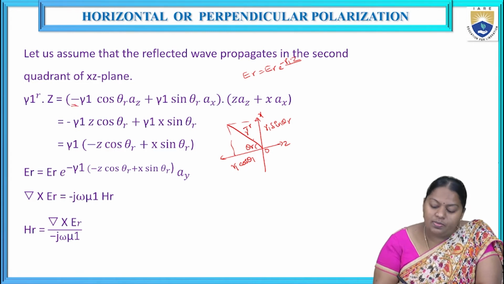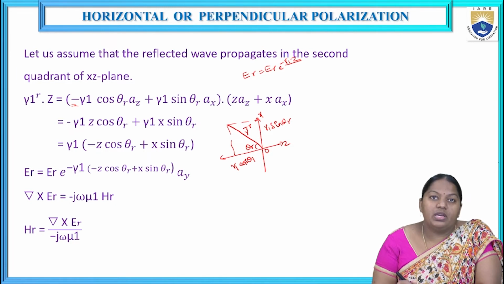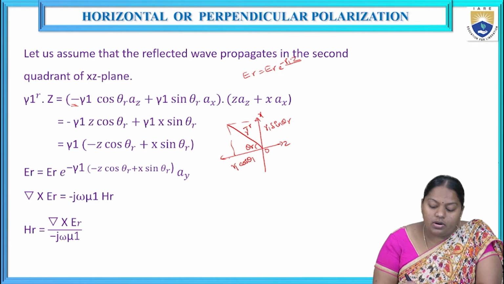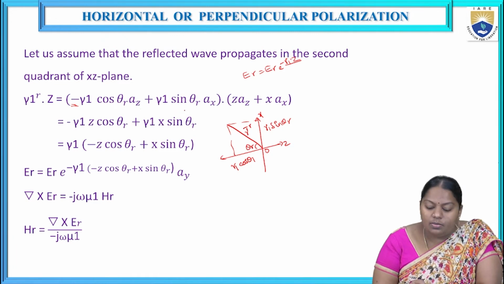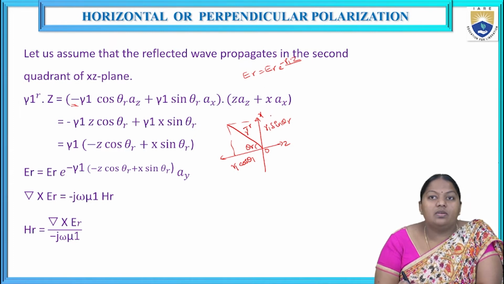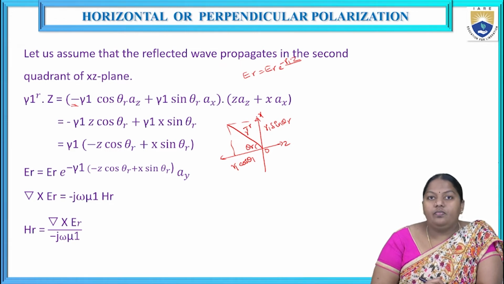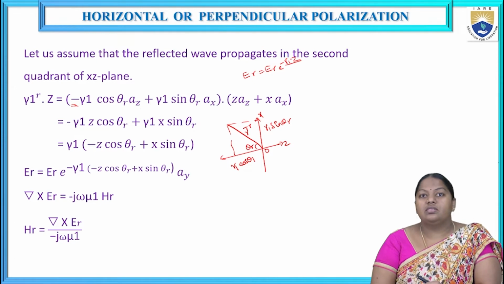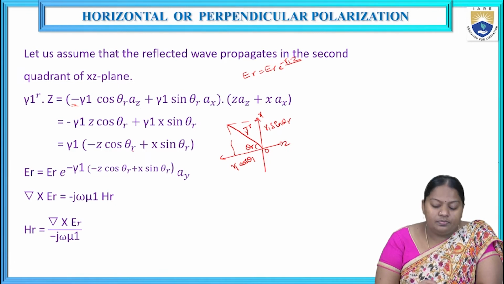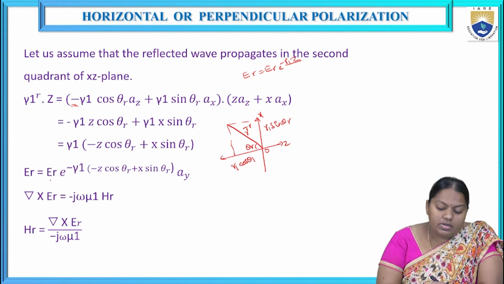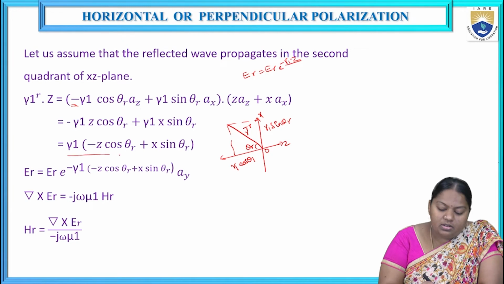Why have we considered negative here? Because the incident and reflected waves are moving in two opposite directions, and here we have considered the second quadrant of the xz plane, meaning the z value is considered negative. That's why minus γ1 cos θr az, γ1 sin θr ax, with the position vector z az plus x ax, which is common for the three vectors: incident, reflected as well as transmitted. Multiplying these two, the result will be minus γ1 z cos θr plus γ1 x sin θr. Taking γ1 as common, minus z cos θr plus x sin θr. The previous equation is similar, except in place of i we have written r. And Er is equal to Er into e^(-γ1·r), and this exponent value is to be written as this.